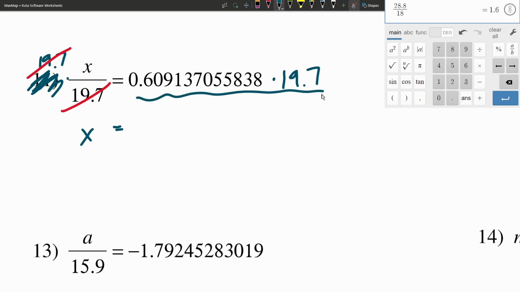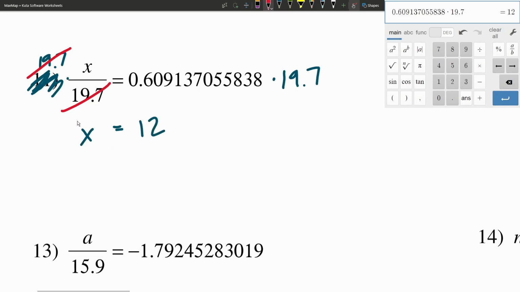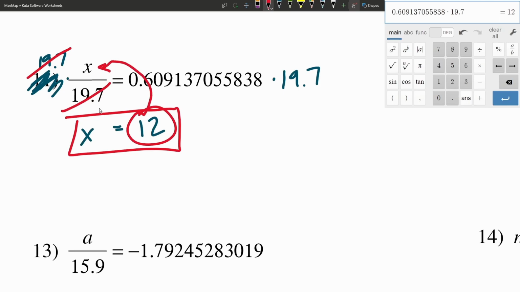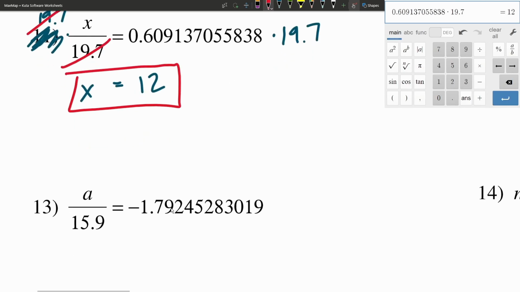Now we just have to do the multiplication over here. Going back to that calculator that should still be in my upper right hand corner of my screen, I'm going to type in 0.609137055838, multiply that by 19.7, and look at that, we get a nice whole number 12. So x is equal to 12. Again, what that means is if I plug 12 right on in for x, 12 divided by 19.7 is this super long messy decimal. That is what makes our equation true. Let's move on to number 12.